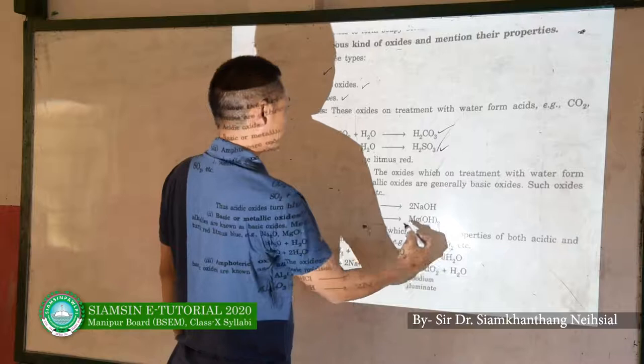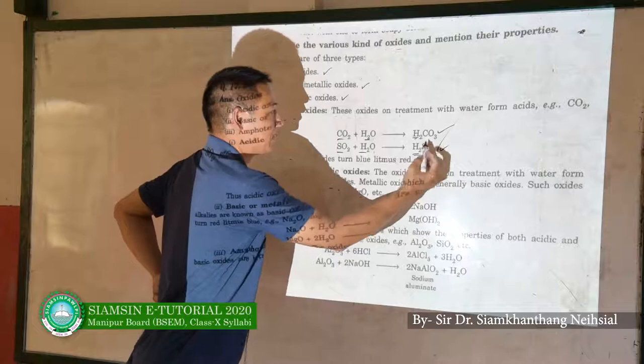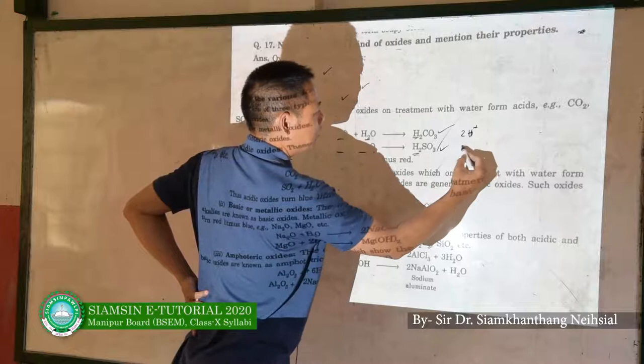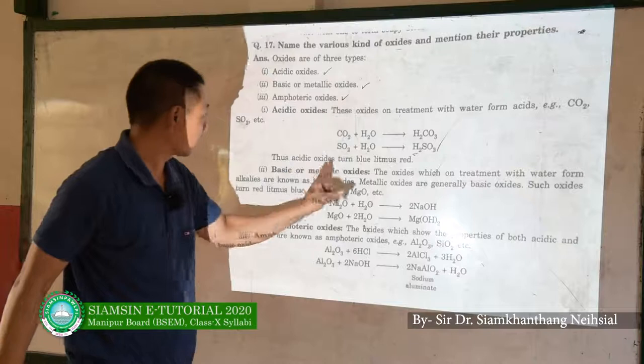Sulfuric acid, right? This is acidic oxide. Acids have hydrogen protons, and when they break up they give H plus. Examples are carbonic acid and sulfurous acid. Another characteristic of acidic oxides is that they turn blue litmus red.